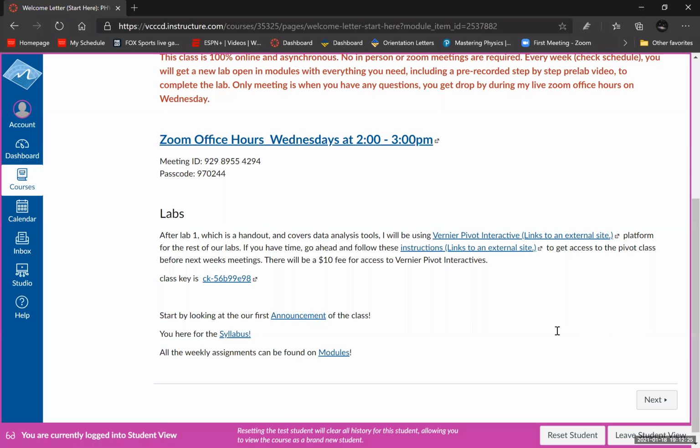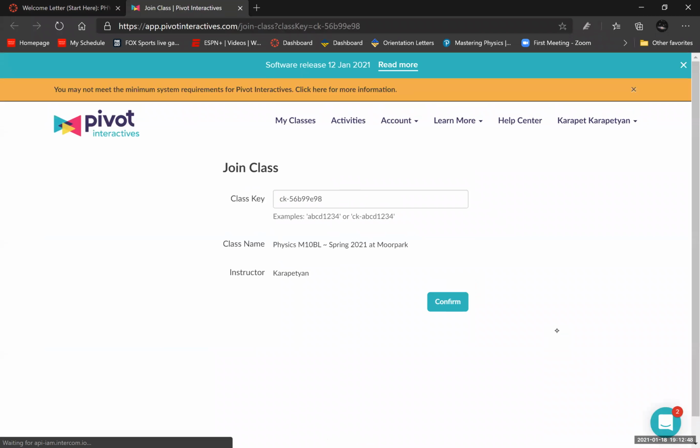You can see that right after lab one, all the labs will be done on Pivot Interactive. That means you need to register. There's a small fee compared to a lot of other things that we have, but it gives you access to all the experiments that we're going to be conducting. There's a class key, so you can click on this and the link will open with the class key included. Then confirm, register, and get access, which links directly to the Pivot Interactive class that I already set up. Right away, you will get access to this lab, and then you should be able to do the experiments.